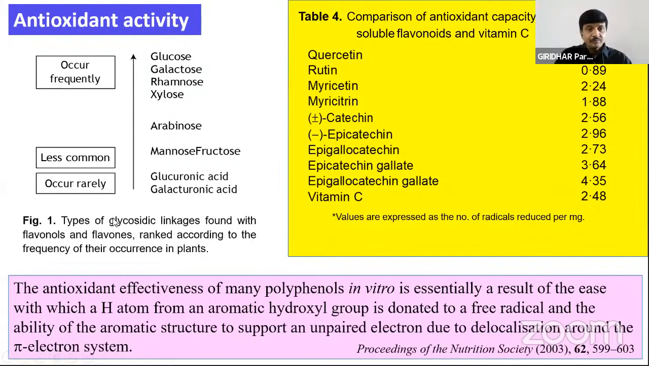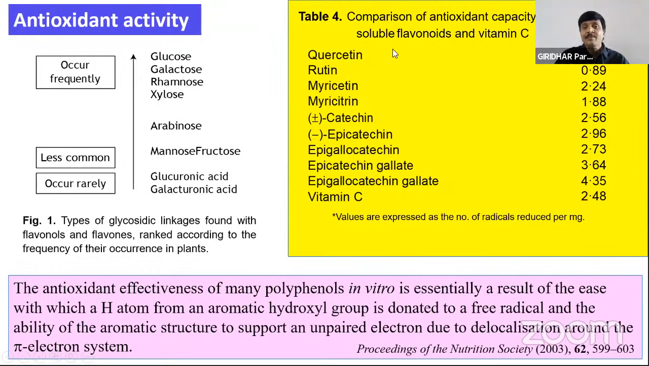So why do they do that? That is another question. The main reason is their glycosidic linkages. Based on these glycosidic linkages and the glycosidic bond compounds, the carbohydrates occur either rarely, as less common ones, or frequently. Among the frequent ones, glucose, galactose, rhamnose and xylose bind through glycosidic linkages established to these bioactive molecules, and they become very active. Very rarely, arabinose, mannose and glucuronic acid.